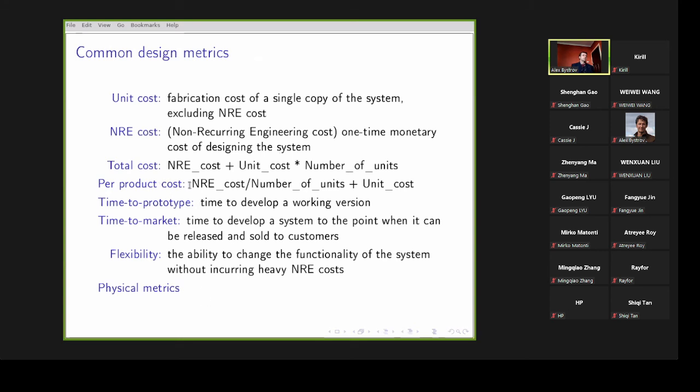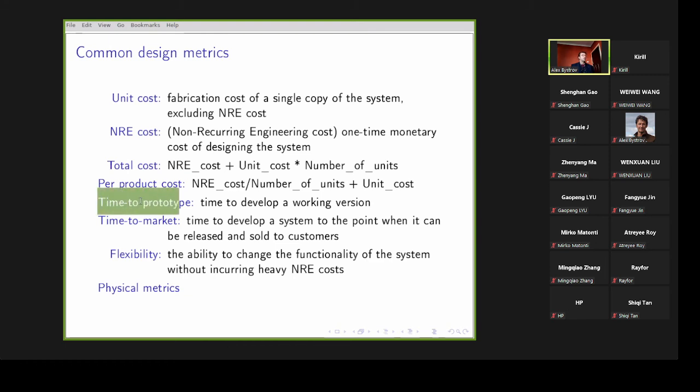Per product cost, it's non-recurring cost divided by the number of units plus unit cost. But basically, it's the total cost divided by the number of units. You can see that. So this is per product cost. It's the foundation for the cost or the price for the device. On top of that, of course, you need to add the profit. But the price cannot go below that.